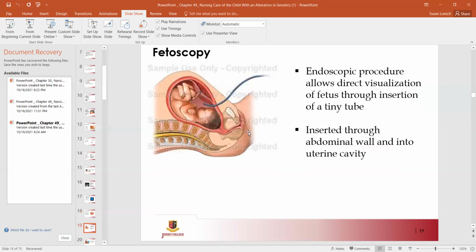The fetoscopy, that's that endoscopic visualization, direct visualization through that small tube inserted through the abdominal wall and into the cavity, performed around the 18th week of pregnancy, looking for risk factors for congenital anomalies. And it also can be used to put in shunts on the fetus. Complications for this are spontaneous abortion, premature delivery, premature rupture of the membranes, amniotic fluid leaks, intrauterine fetal death. We're going to watch the baby before and after the procedure.